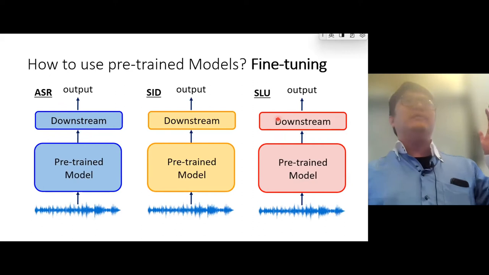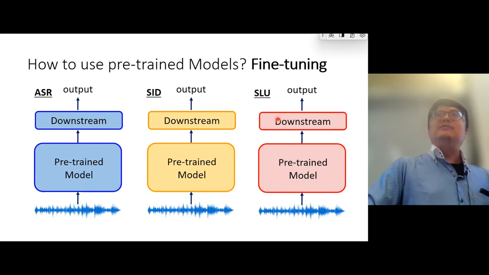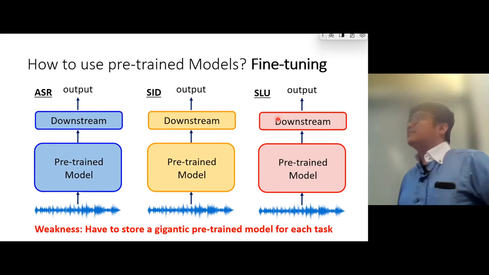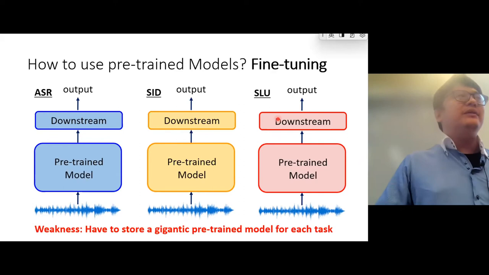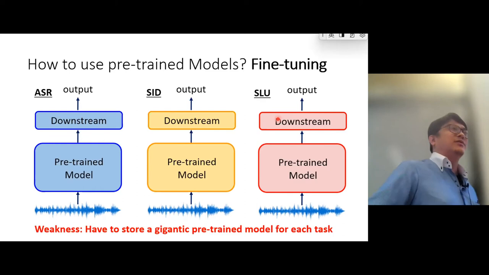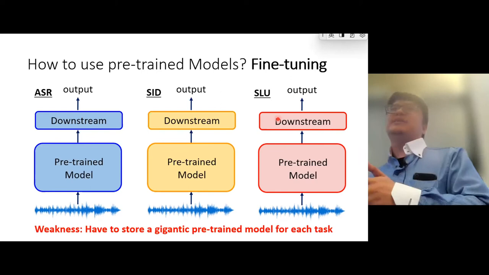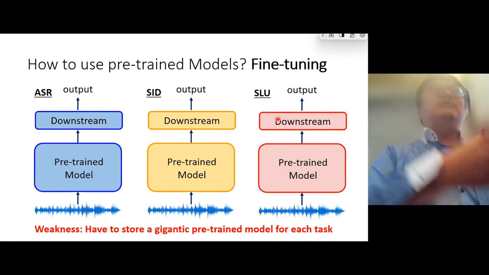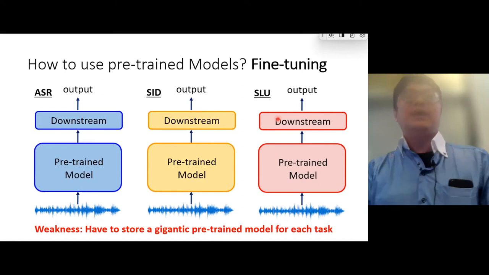For each task, you will fine-tune the model, and you will get a new set of parameters for a specific task. The problem of this framework is if you fine-tune a model for all the different tasks, then you need to store a gigantic pre-trained model for all the tasks. If you have 100 different tasks, then you have to store 100 different sets of parameters. And since those self-supervised models are very big, they are giant, you cannot really do it. You cannot store 100 different copies of the model. It's not an efficient way.